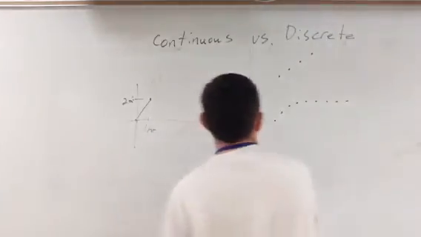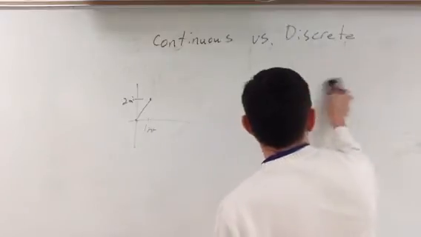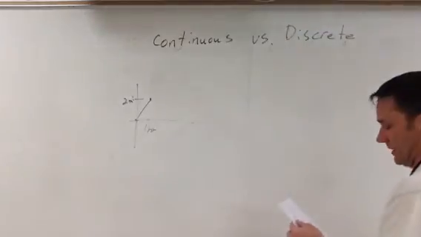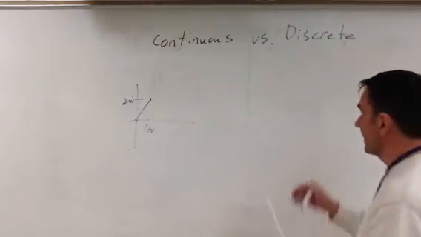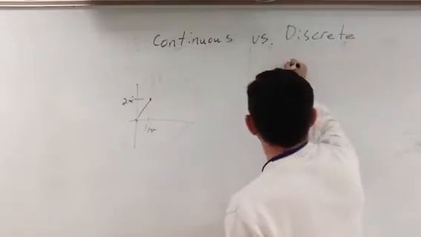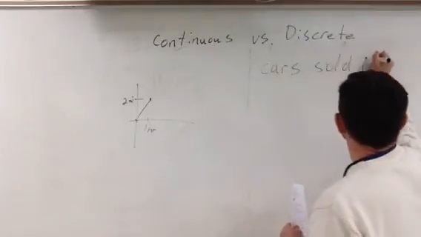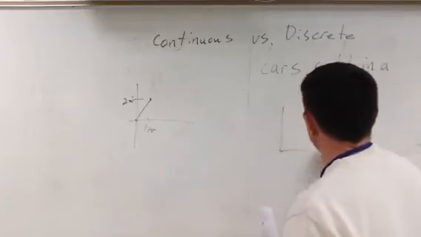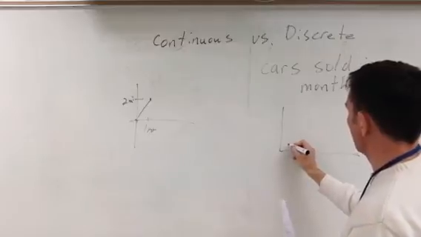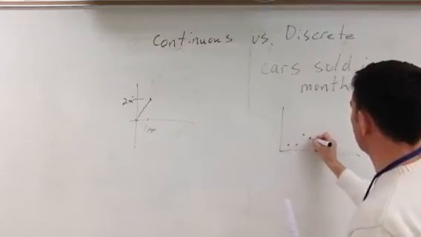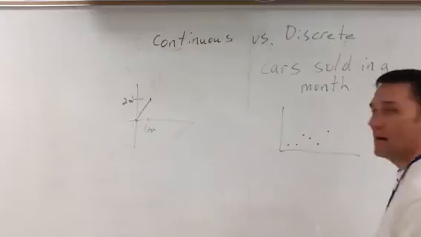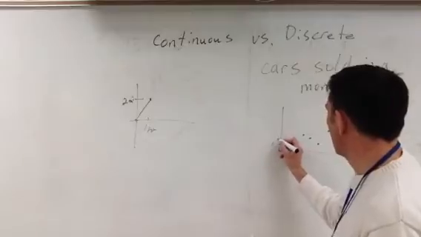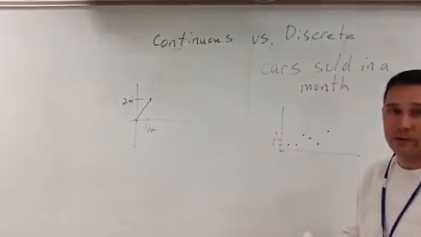Discrete. Now let's try to compare these. Discrete means we're only finding points at certain times. So think about this. The amount of cars sold in a month. Okay? So here are the different days. There's the first, there's the second, there's the third, there's the fourth, there's the fifth. There's that amount, kind of looking like this. So maybe this was 1 car, this was 2 cars, that's 3 cars, and so forth.